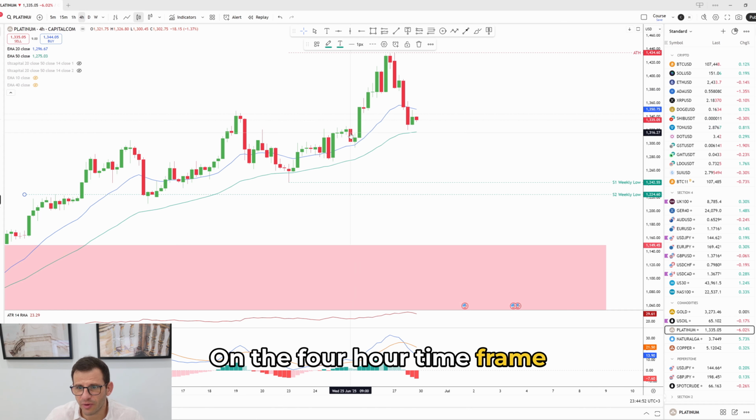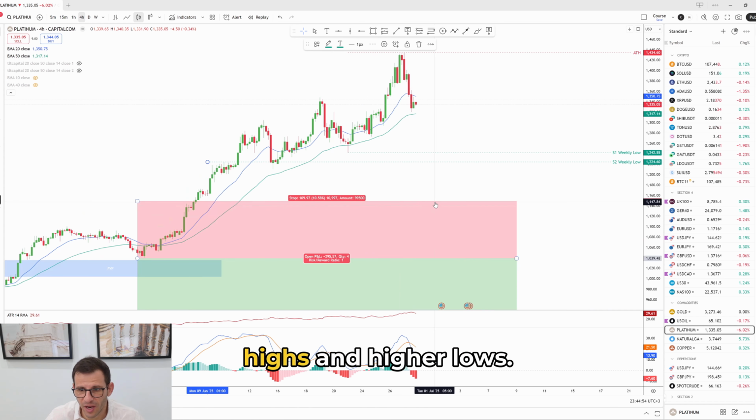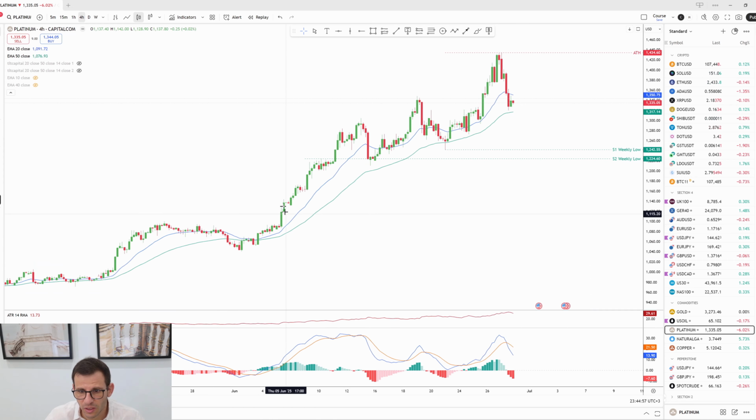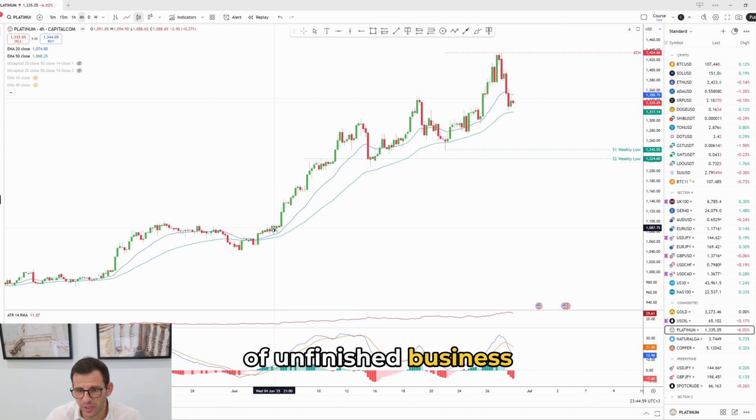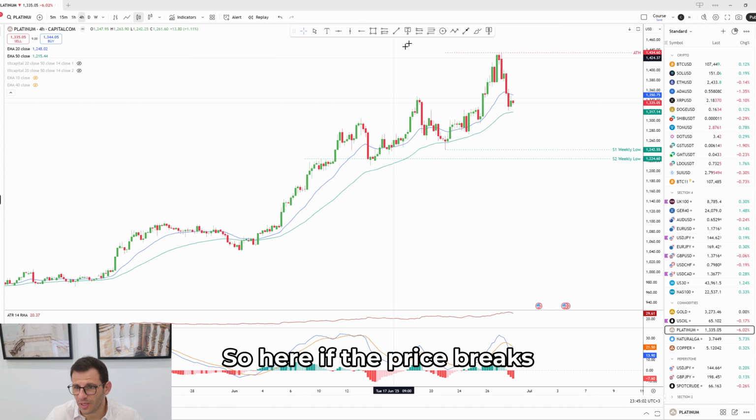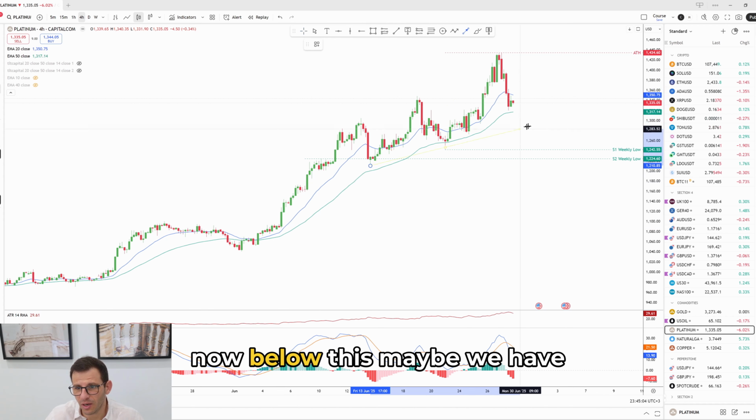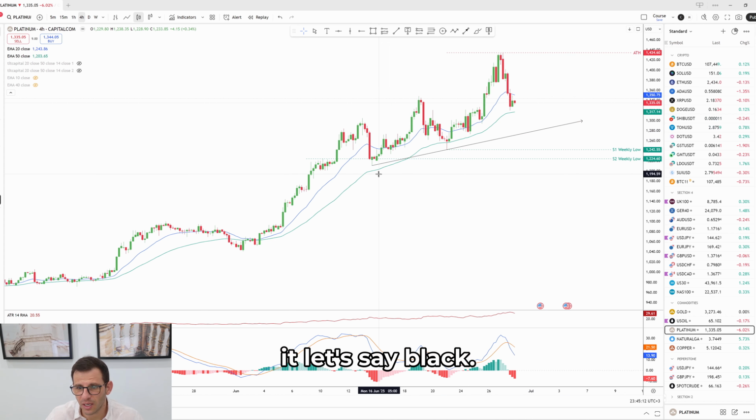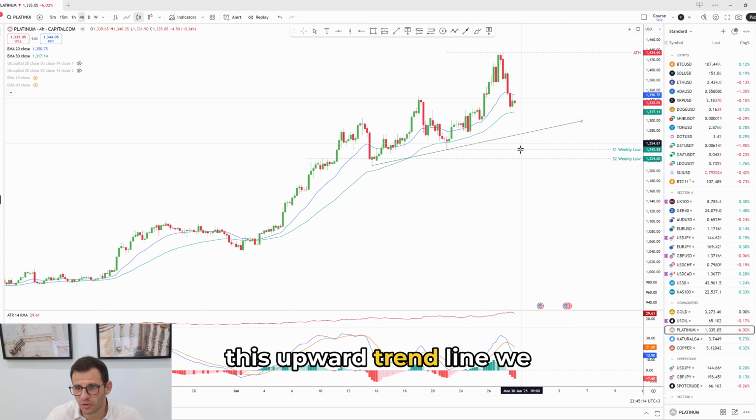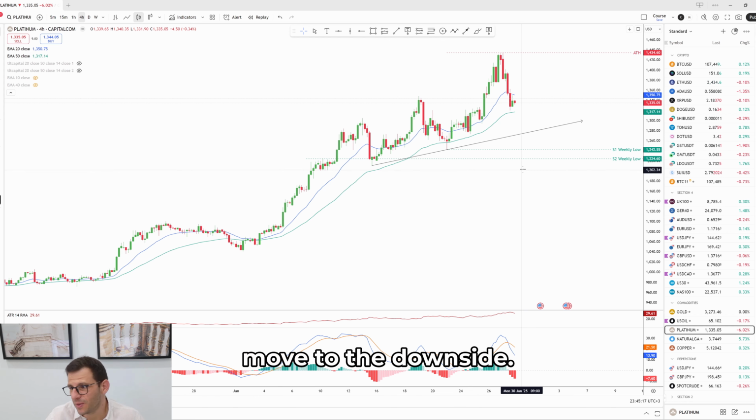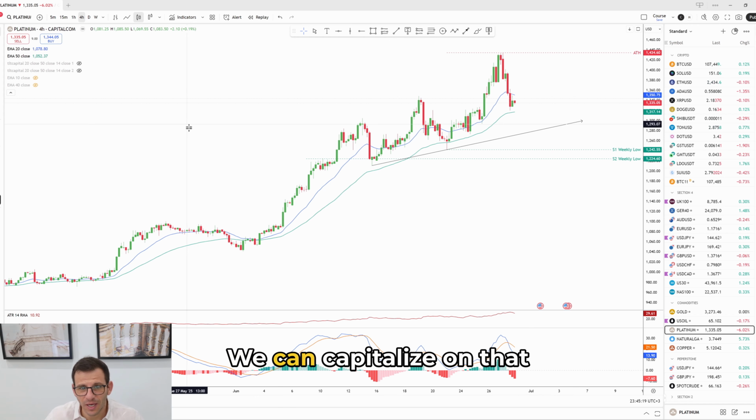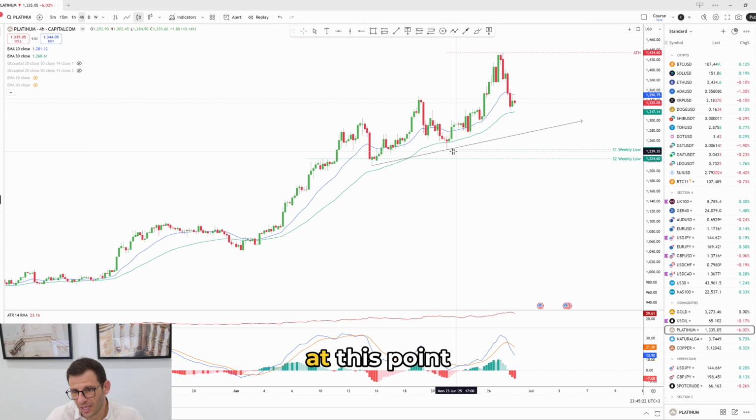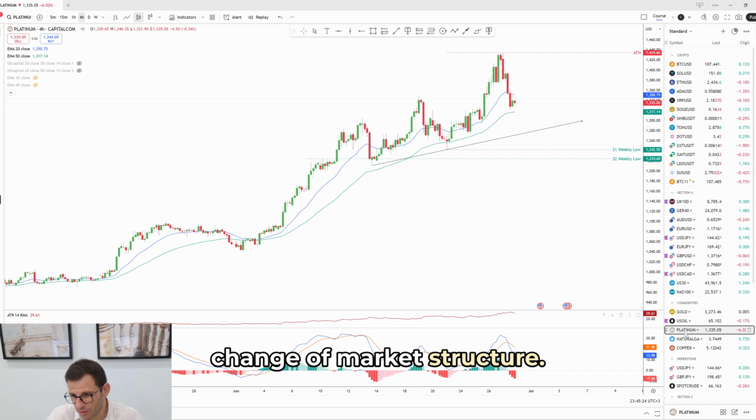On the 4-hour time frame, the market is in an uptrend, definitely higher highs and higher lows. So there is a lot of unfinished business down here. So if the price breaks now below this, maybe we'll have to change the color and make it, let's say, black. If the price breaks below this upward trend line, we might see a further move to the downside, and why not? We can capitalize on that because at this point we're going to have a change of market structure. Let's see how this one will develop.